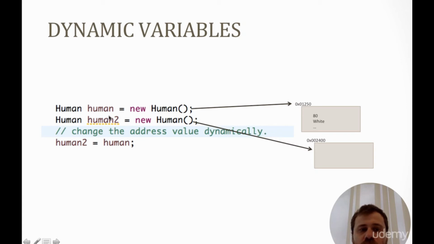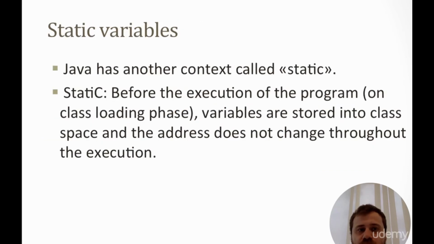Okay? Here at first human and human2 were referring to different memory blocks. After that I have assigned human's address to human2's address. That's why human2 is also referring to this memory block for now. That means our variables are dynamic and their addresses may change at runtime.